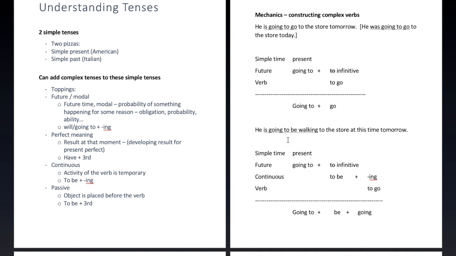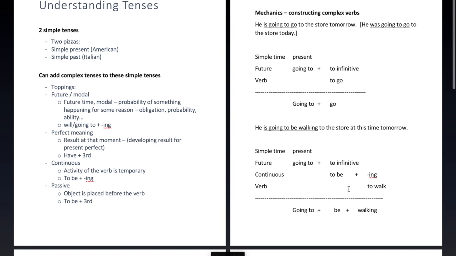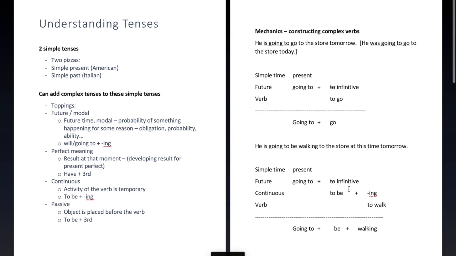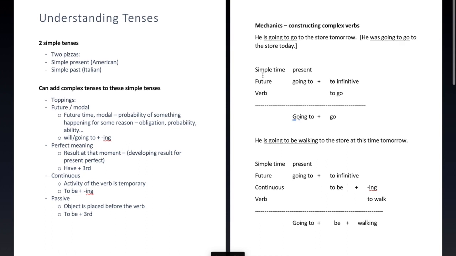And that's how we get this. We've got a new verb, which is walk. And that's how we get this: going to be walking to the store. Walking. All right, going to be walking to the store at this time tomorrow. That's essentially how it works, and this will work for anything.